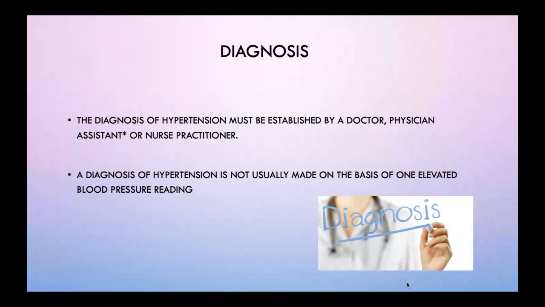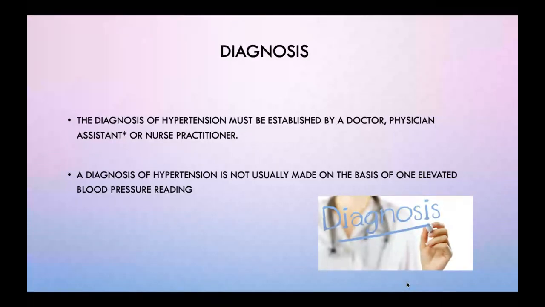A diagnosis of hypertension is not usually made on the basis of only one elevated blood pressure reading. This is usually done based on at least 2 readings taken from the patient, and it must be done on 2 different occasions, 2 different days. So it's not 2 readings from the same patient on the same day.